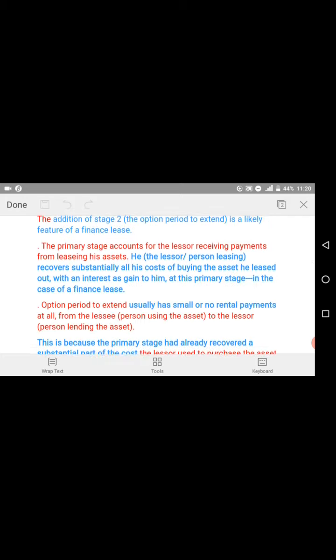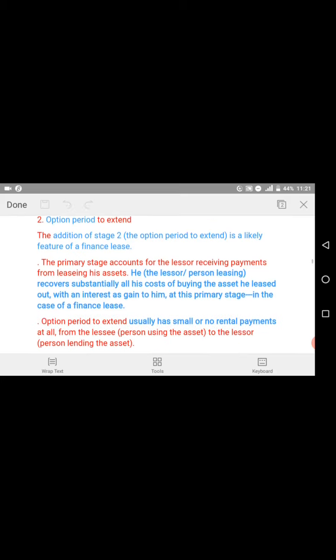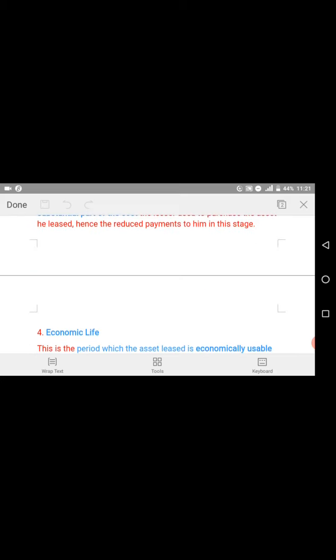Now, this has already explained part of the definition here: together with any further terms for which the leasing person has an option to continue leasing the asset, with or without further payment, when at inception of the lease, that is the date of agreement, it is reasonably certain that the lessee would exercise the option. And we'll continue from where we stopped down here.